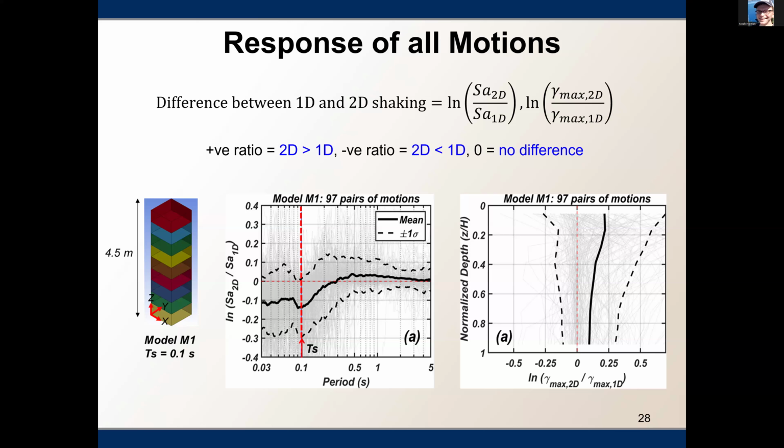In terms of the shear strain, at the depth, there is a smaller difference, but if we move towards the surface, then we are seeing a log difference of around 0.25. So if you convert this log difference in terms of percentage difference, on the mean value, we are seeing around 10% difference between 1D and 2D shaking. And if you consider the standard deviation, that's around 25% difference. And in case of the shear strain profile, it translates to 27% difference.